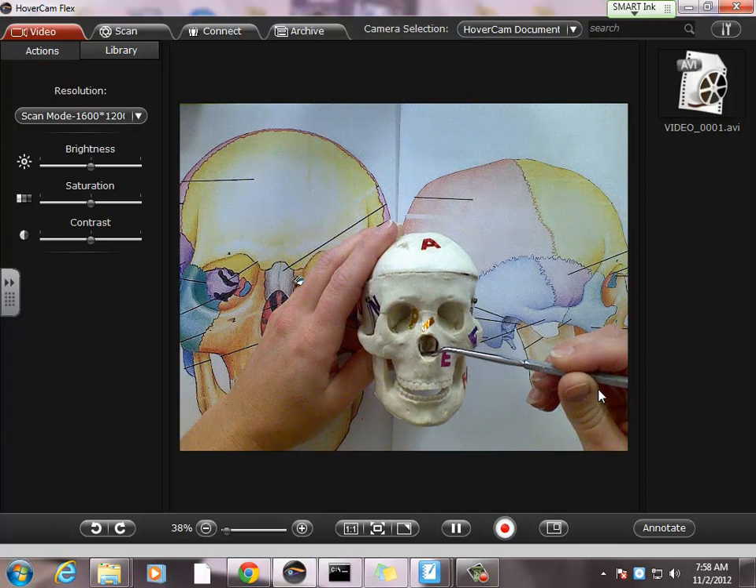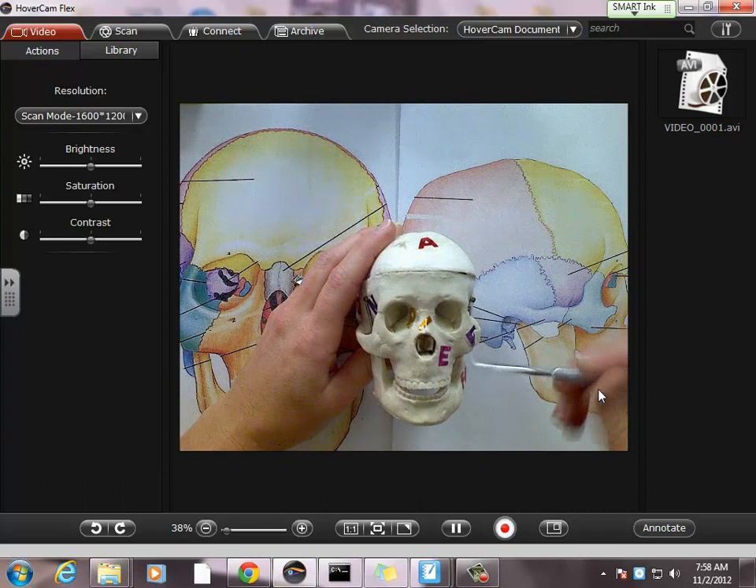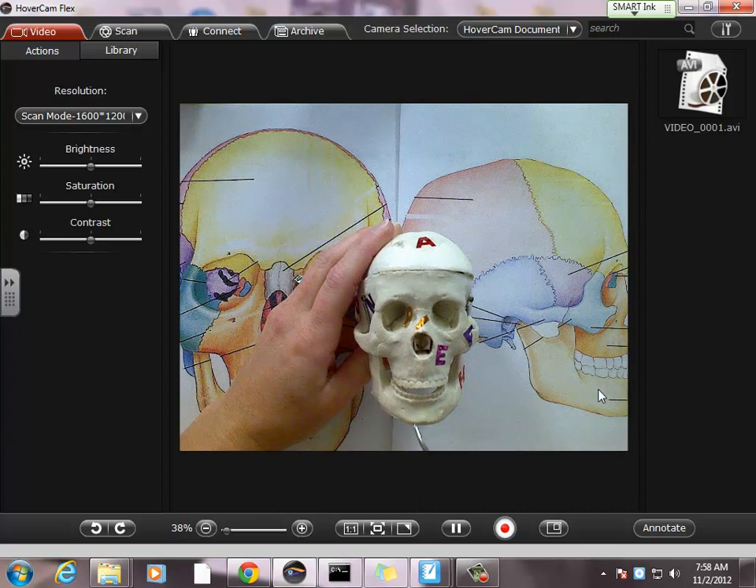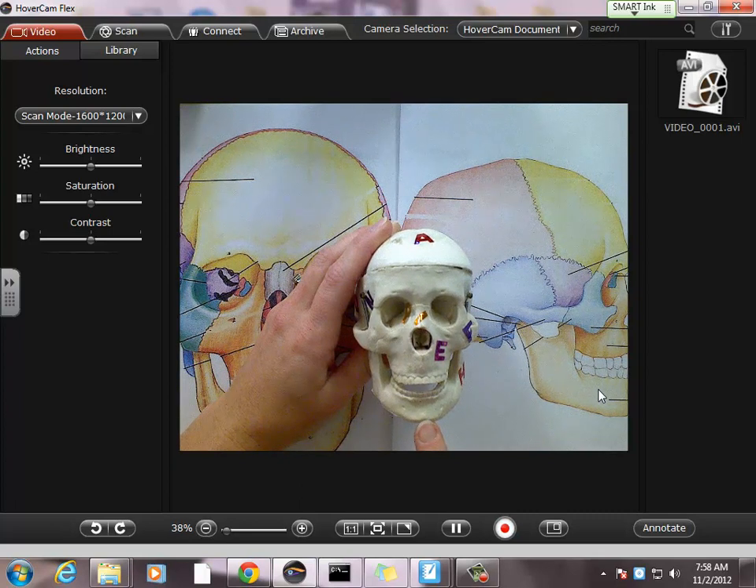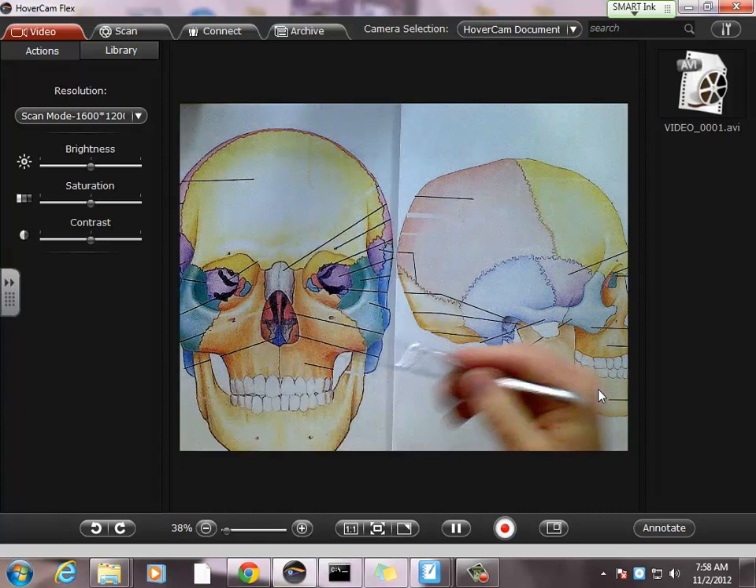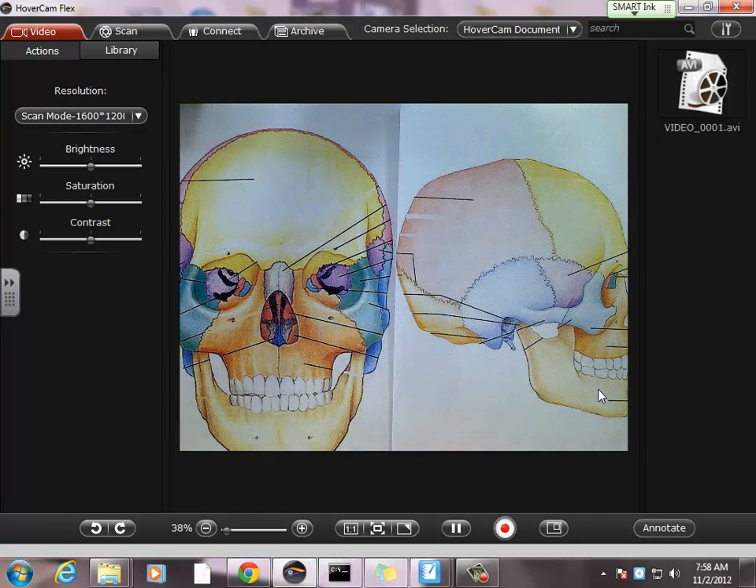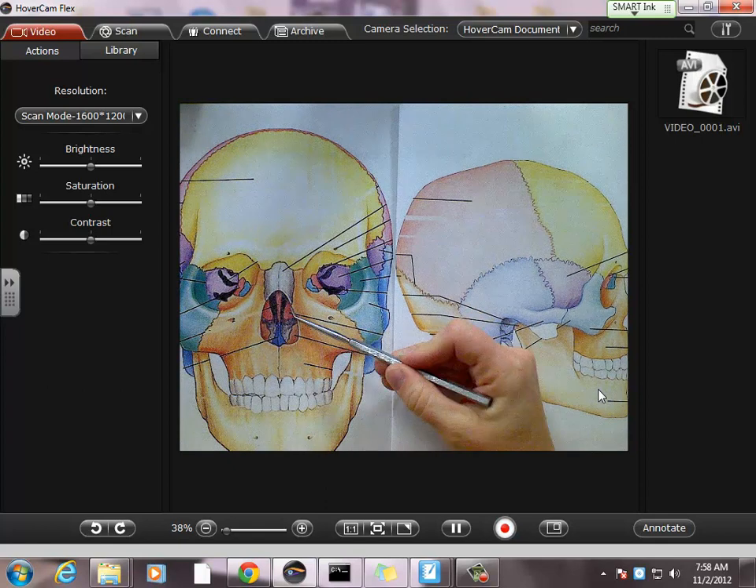Other projections that we can identify here on this portion of the skull are the mandibular symphysis. It's a little point at the bottom portion of the skull. The mandibular symphysis can be seen here, the middle nasal concha, and the inferior nasal concha.